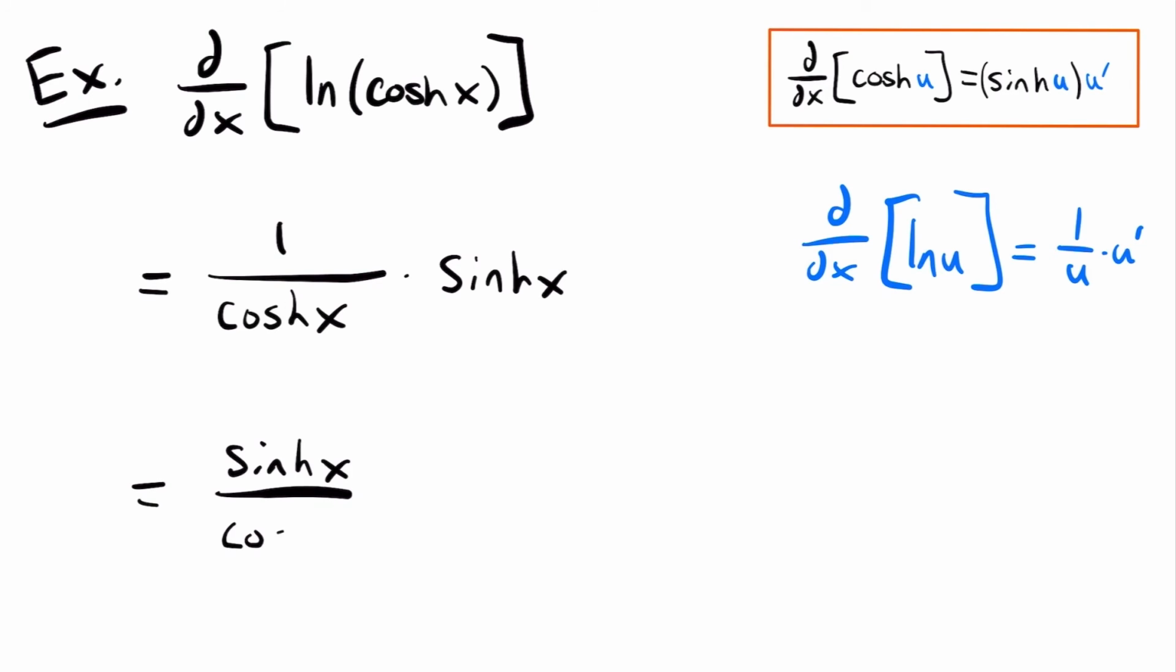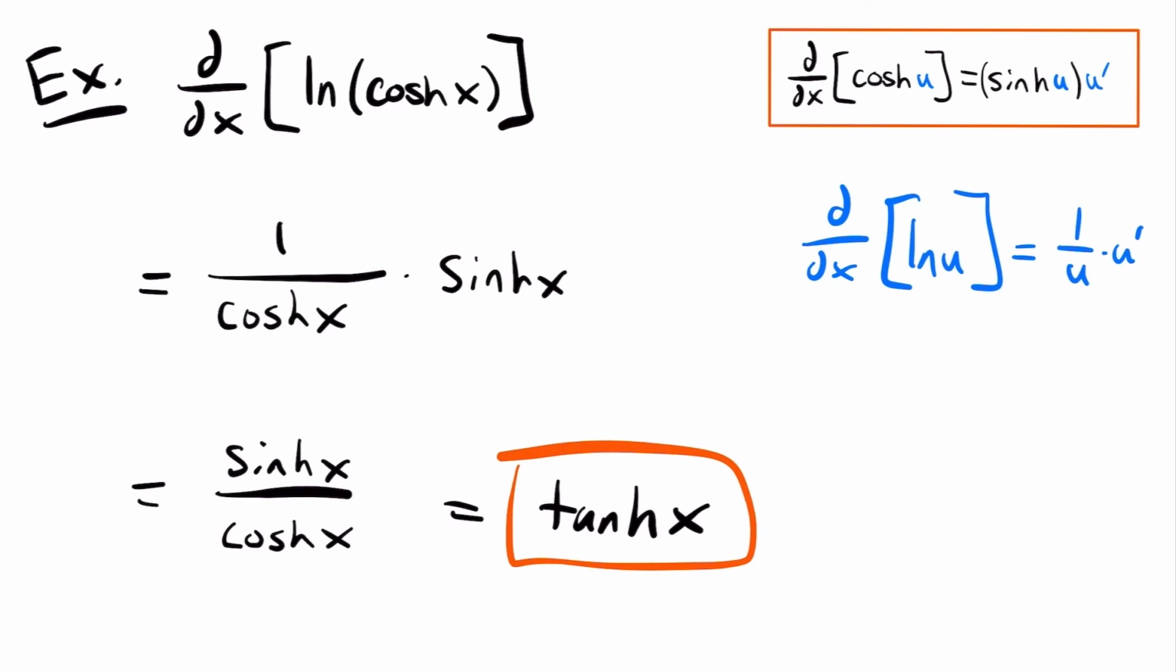And that will be equal to hyperbolic sine of x divided by hyperbolic cosine of x, which if you remember from the beginning of this lesson, we know that hyperbolic sine divided by hyperbolic cosine is actually equal to hyperbolic tangent. And so that is going to be the derivative of this function. Okay, and so it's going to be important for you to remember what some of these hyperbolic functions are equal to so that you can simplify your answer to its simplest form.